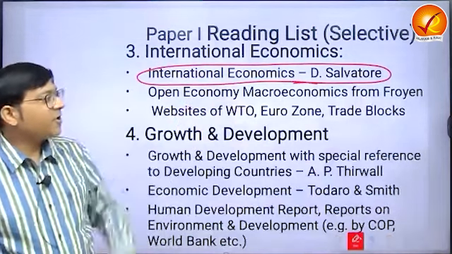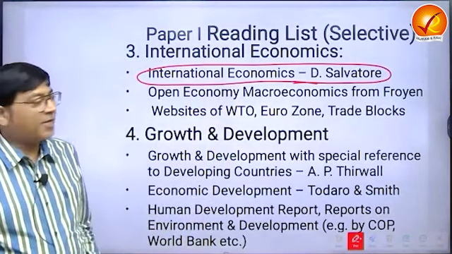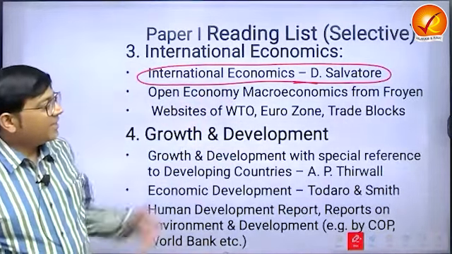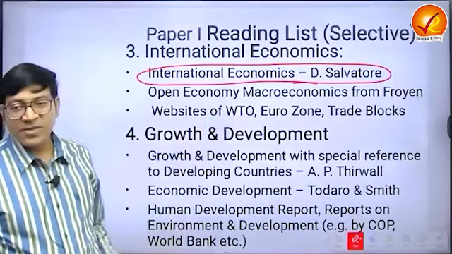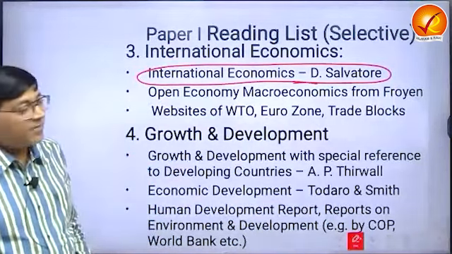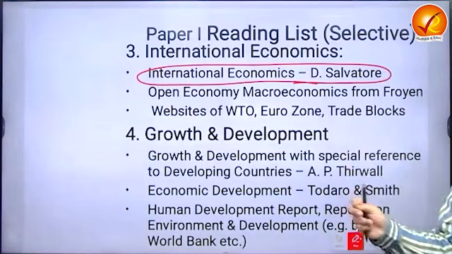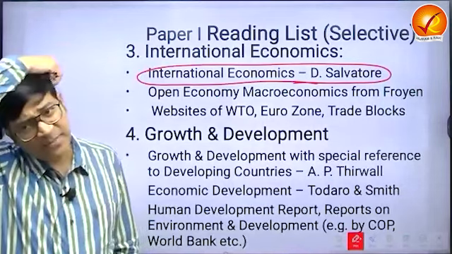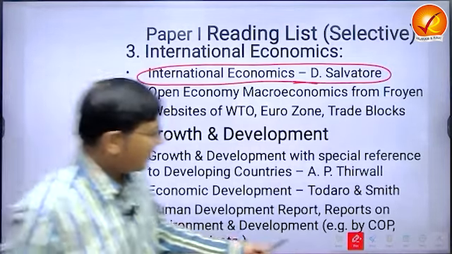Then again, the open economy part can be seen from Freund as well as Salvatore. Since the Freund book is on macroeconomics, the major part is on general macroeconomics, and the later part is on open economy macro. Then you will also get some help from websites of international organizations like the WTO, Eurozone, or IMF, World Bank websites, etc. Trade blocs also have related websites. For example, you'll see the website of ASEAN, or websites related to RCEP, TPP, etc. You may have heard of RCEP. These websites also keep giving you a decent idea about what exactly they're up to.